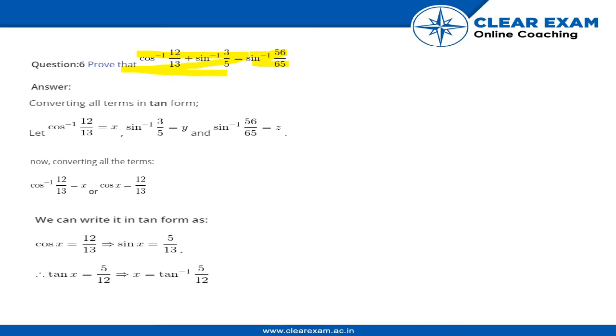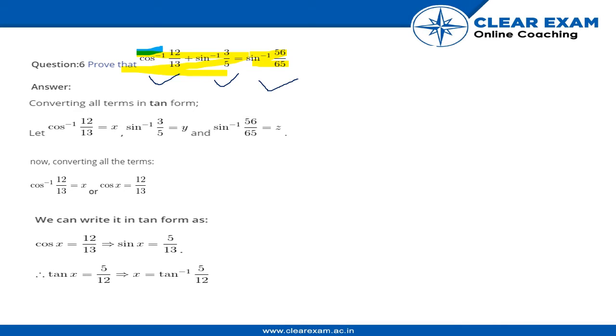So a simple approach will be to convert the cos inverse term into a sin inverse term, and then directly apply our formula for sin inverse x plus sin inverse y. But I don't think that we have such a formula in NCERT. So we will go by our longer approach, that is, we convert all three terms into tan inverse. We convert cos inverse 12 by 13 into tan inverse, we convert sin inverse 3 by 5 into tan inverse, and we also convert sin inverse 56 by 65 into tan inverse.